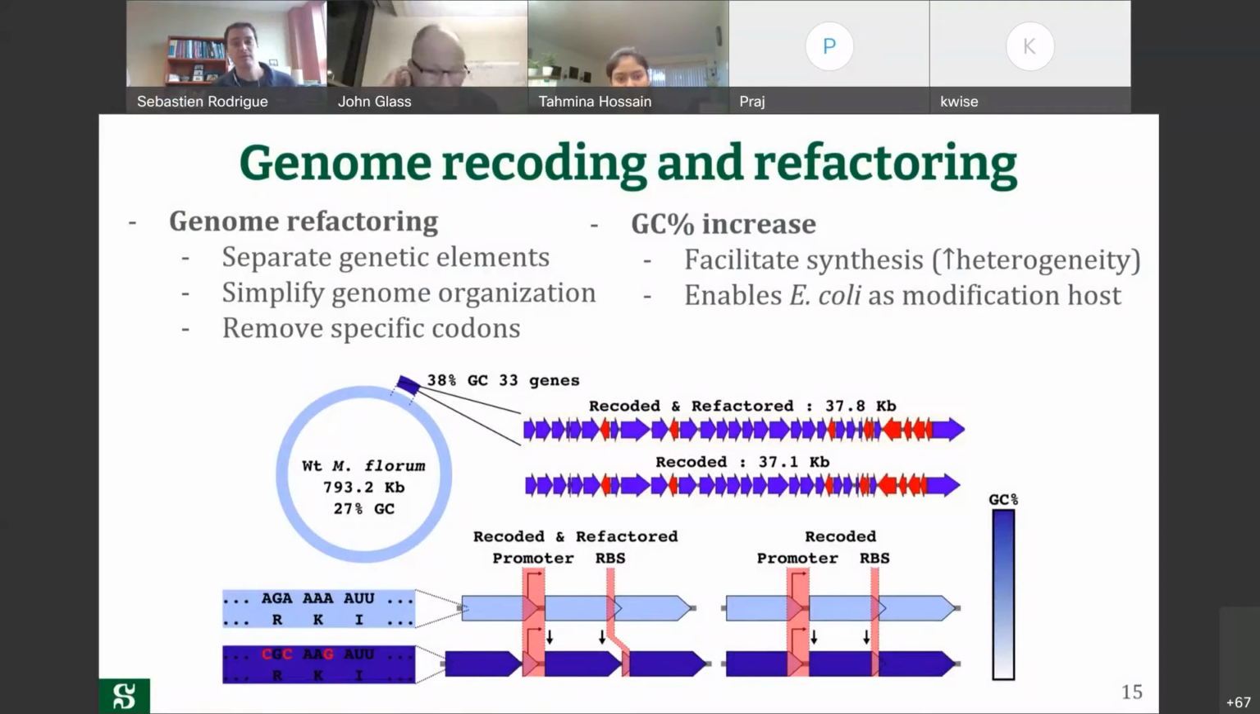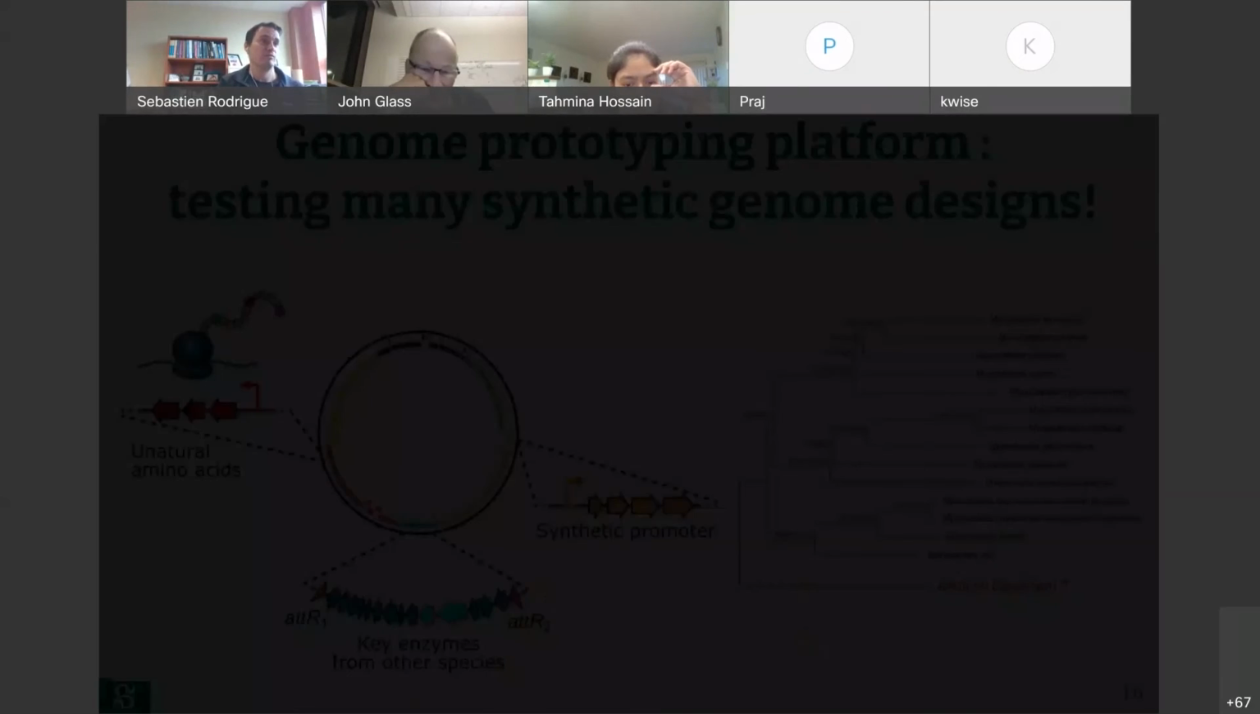One that is recoded, so we're changing the GC percentage and the codon usage, and another one that is recoded and refactored. So refactored means that we're separating every feature on the DNA. So if we have a ribosome binding site within a gene, we're separating them. We're separating the RBS from the first coding region and isolating it. So that way we could later move the pieces of the genome more easily, we think. We're also planning a reduced version of this section, and we hope to have it in the coming weeks or months.